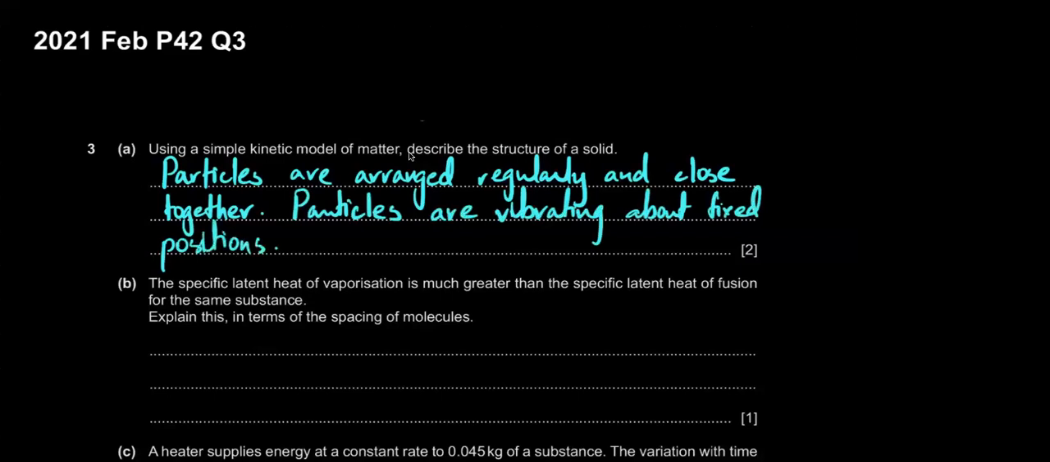On to the next part. The specific latent heat of vaporization is much greater than the specific latent heat of fusion for the same substance. Explain this in terms of the spacing of molecules. So basically what the examiner is asking, in terms of symbols, is why is Lv, the latent heat of vaporization, much greater than the latent heat of fusion? So fusion means turning a solid into a liquid, and the latent heat of vaporization means turning a liquid into a gas.